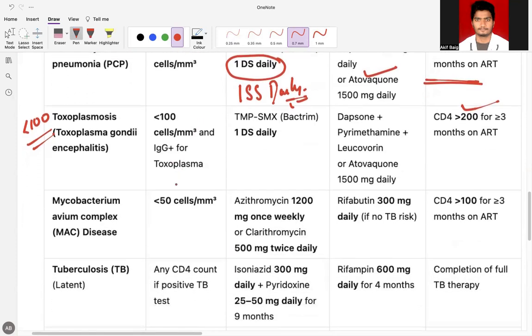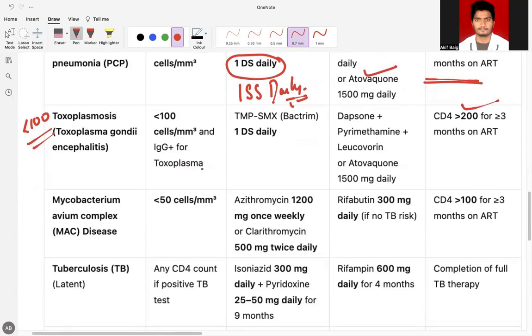For Mycobacterium avium complex, prophylactic therapy is usually required if the CD4 count is below 50, and the drug is azithromycin. You can give 1200 mg once weekly or clarithromycin 500 mg twice daily. So either of these two therapies can be used. Another drug is rifabutin. Usually this can be stopped if the patient has a CD4 count of more than 100 for more than 3 months. Suppose the patient has been started on ART and has improved. The CD4 count has improved from less than 50 to more than 100 and should be maintained for at least 3 months.